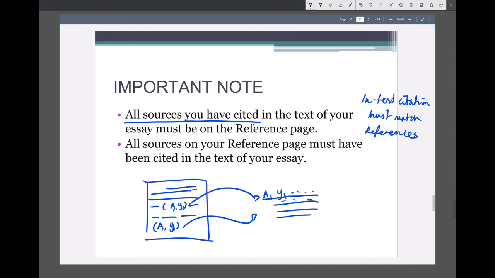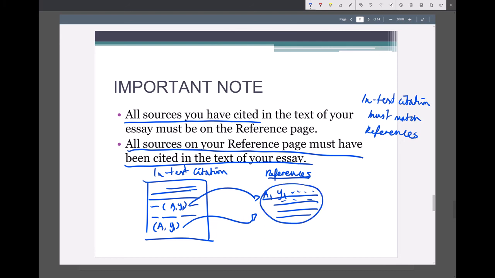So if you can find it in the in-text citation, you need to be able to find the right source in the references too. And also the opposite is true. If you find something in the references page, the paper should have a place, at least one place, where you cite that source in your essay. That's why I'm telling you this. Your in-text citations must match the references at the end.